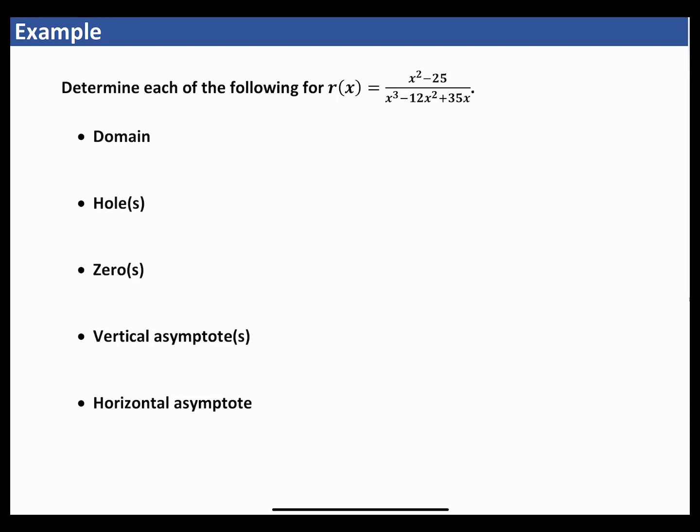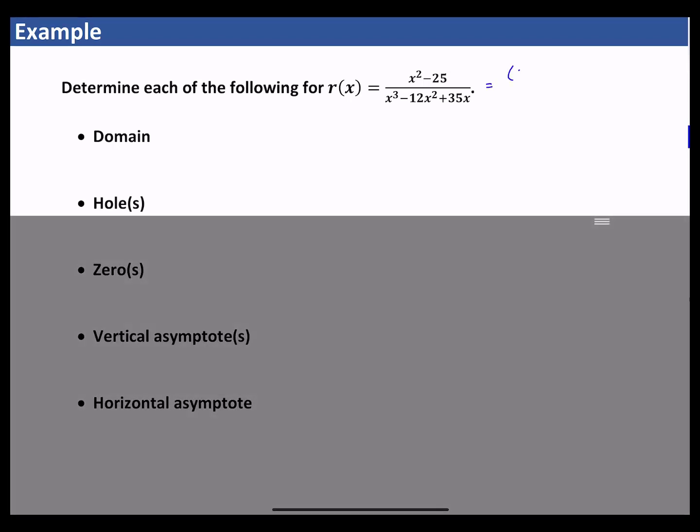Okay, so we know the domain is related to when the denominator equals 0. So I'm going to rewrite this function. We'll go ahead and just factor the numerator and denominator right away. We know we're going to need both of those factors. So we can factor out an x from the denominator, leaving us with x squared minus 12x plus 35. So ultimately we have (x plus 5)(x minus 5) over the quantity x times (x minus 7)(x minus 5).